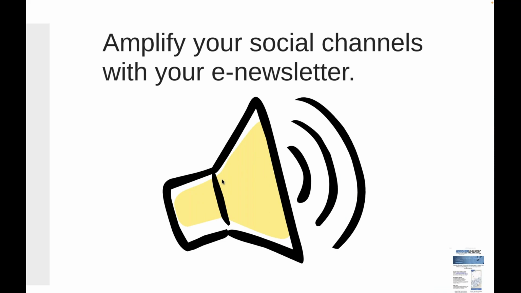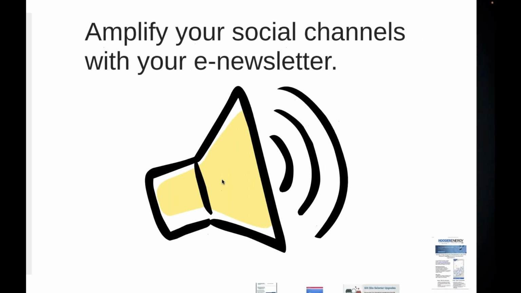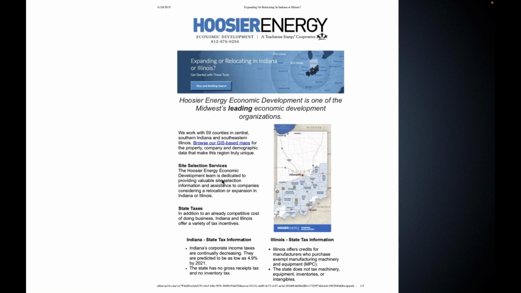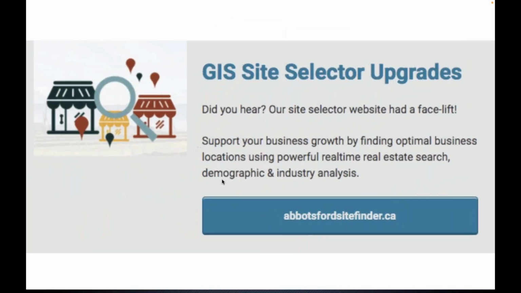Now, if you've got an e-newsletter, this is an opportunity to amplify your social channels. You want to make sure that people know about what you're doing. You want to put links in those e-newsletters. You want to use your social channels to get people to sign up for the e-newsletter, so you can put a link there. But in the newsletter itself, you can put links back to your website and to your social media channels, so people can actually connect there.